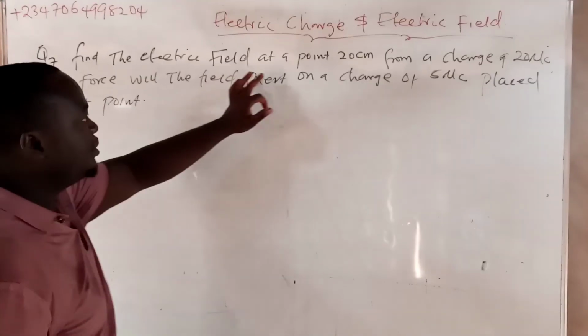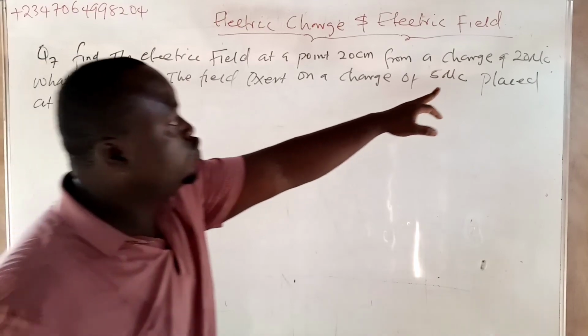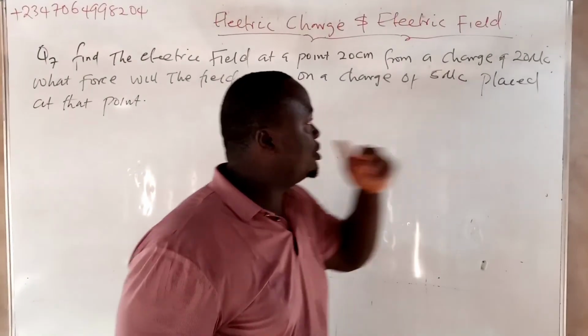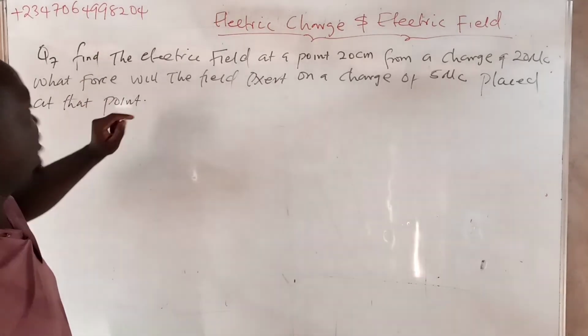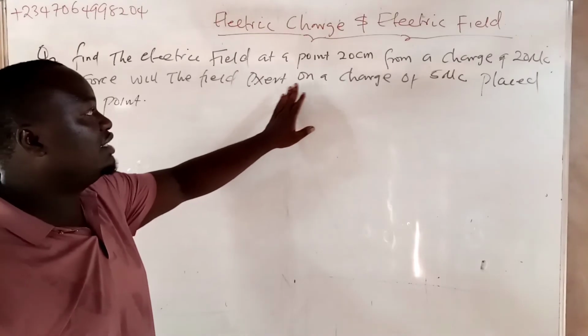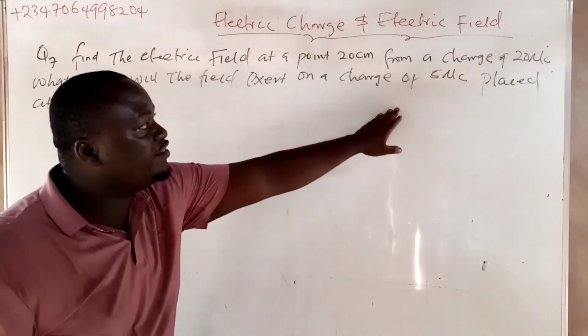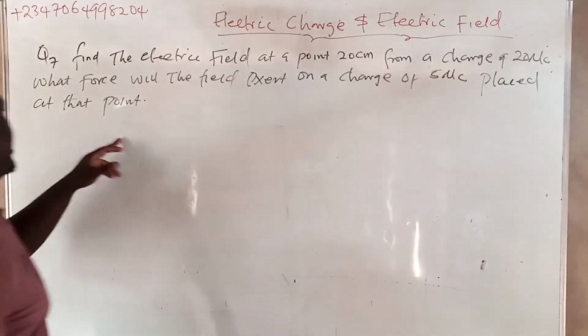Find the electric field at a point 20 cm from a charge of 20 microcoulombs. Now, this question is 2 in 1. It continues: what force will the field exert on a charge of 5 microcoulombs placed at that point?